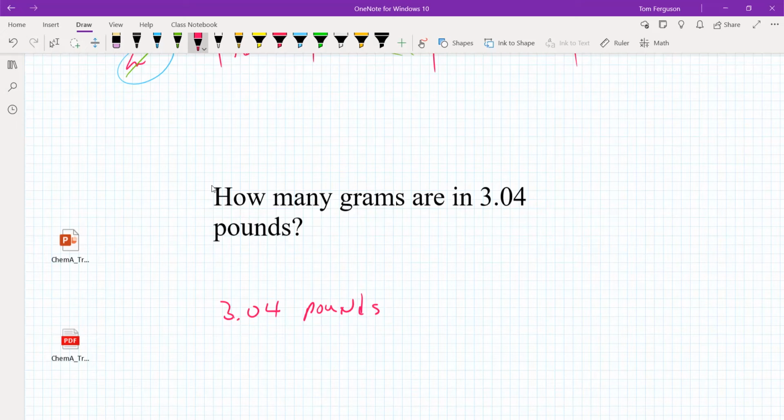And what are we calculating? Grams. Conversion factors. Well, let's look over here.